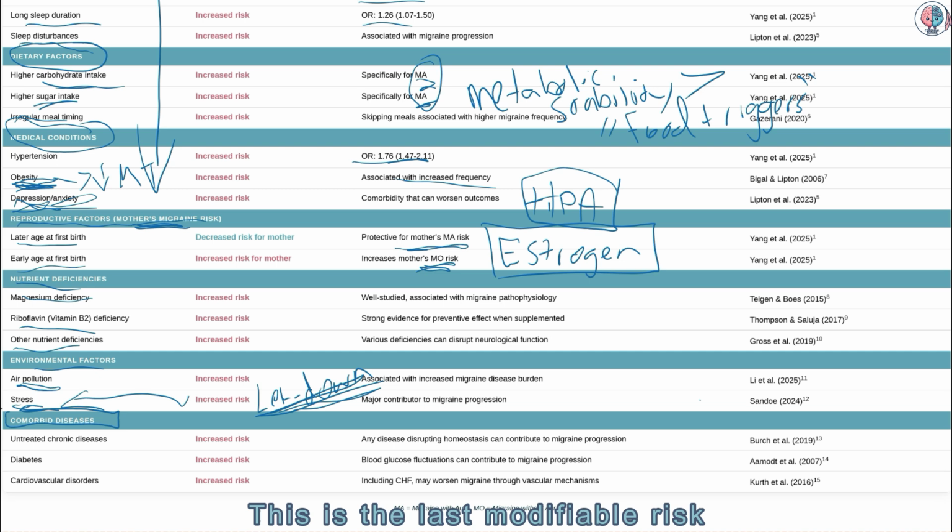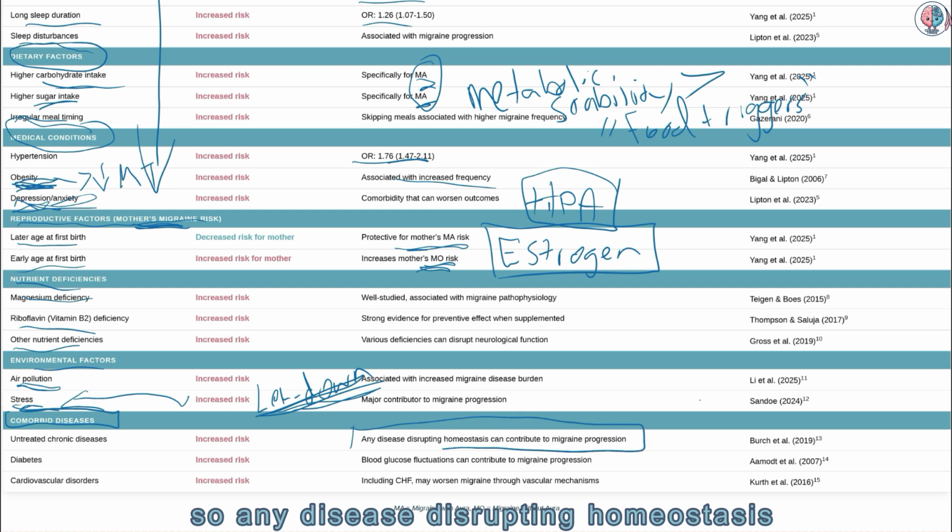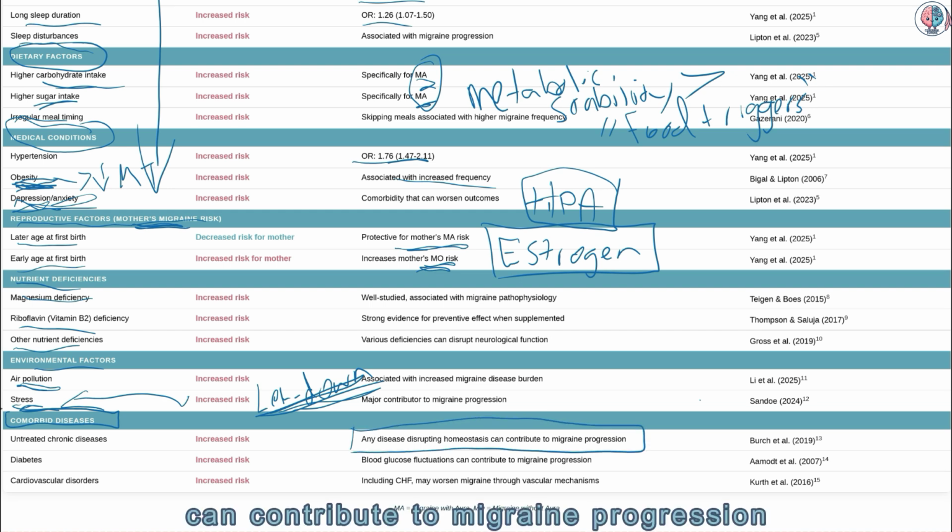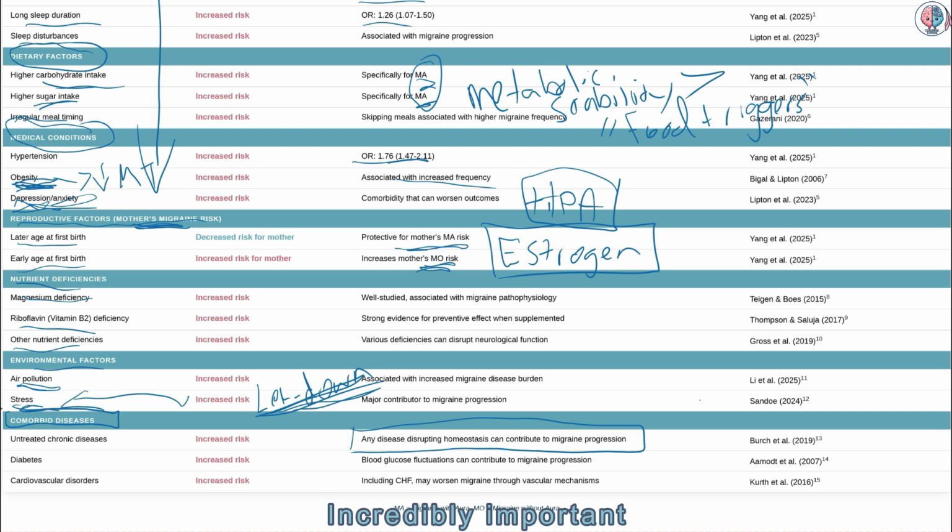So finally, we're in the comorbid diseases category. This is the last modifiable risk factor category. This is a crucial aspect of migraine management and involves addressing comorbid diseases that can disrupt physiological homeostasis. Any chronic disease, and I want to emphasize this, any chronic disease can lower the threshold for migraine attacks by creating systemic stress, inflammation, neurochemical imbalances. So any disease disrupting homeostasis can contribute to migraine progression. Incredibly important, treat all diseases.